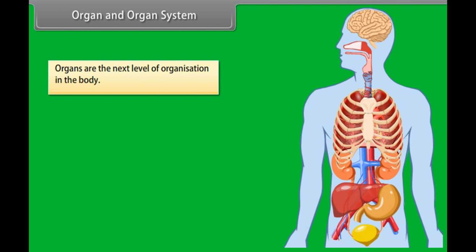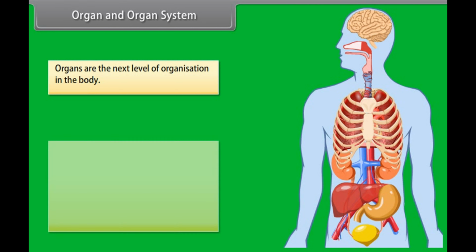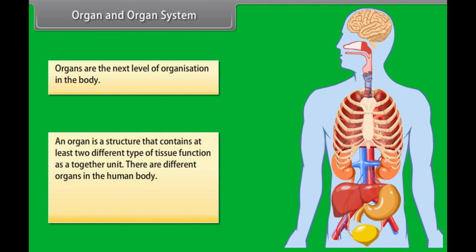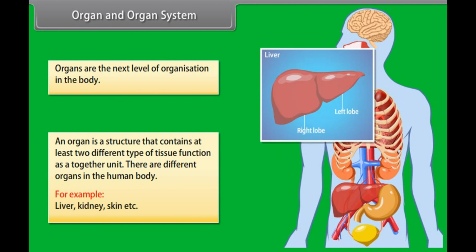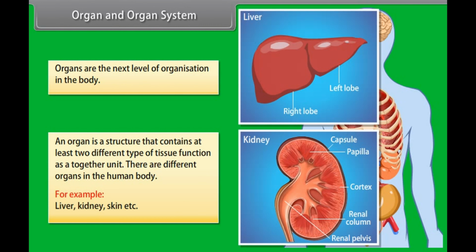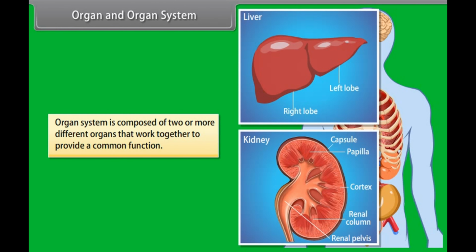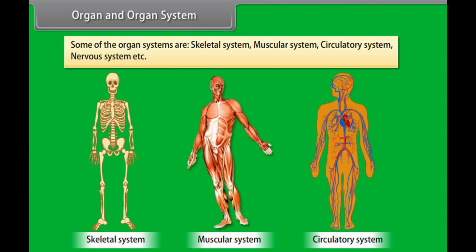Organs are the next level of organization in the body. An organ is a structure that contains at least two different types of tissue functioning together as a unit. There are different organs in the human body, for example, liver, kidney, skin, etc. An organ system is composed of two or more different organs that work together to provide a common function. Some of the organ systems are skeletal system, muscular system, circulatory system, nervous system, etc.